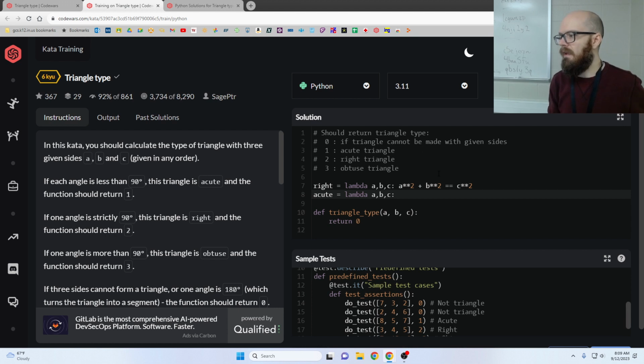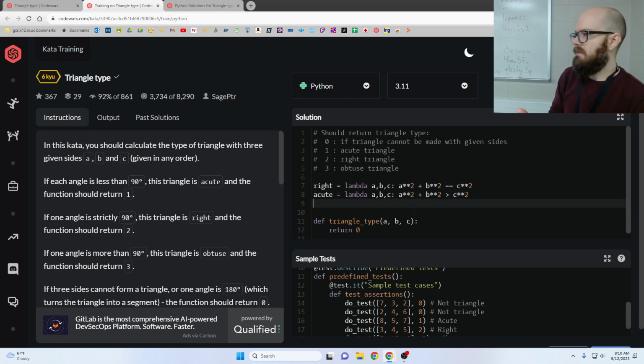But assuming we do that, the way to tell if it's acute would be if the biggest one is not big enough. So we're going to say the same thing with a greater than over here, because the biggest one is not big enough to qualify as right, or even more to qualify as obtuse. And then I'm not going to make an obtuse because it's just the last one. You can just be the else in our order here, but we do need the bad, the invalid.